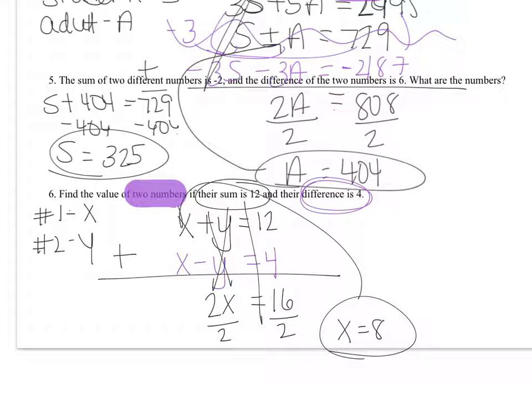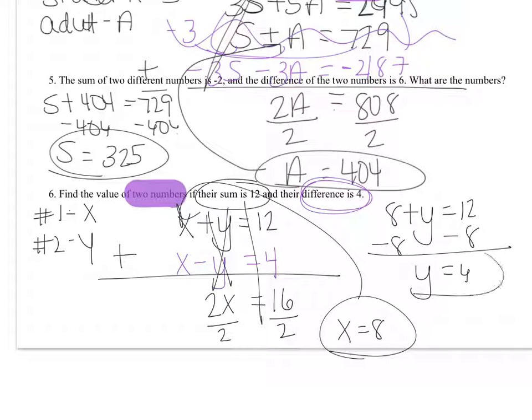So, plug it in. I get 8 plus y equals 12. Subtract 8, subtract 8. Y equals 4. So my first number is 8 and my second number is 4. Hopefully this helped, and we will discuss this more next class.